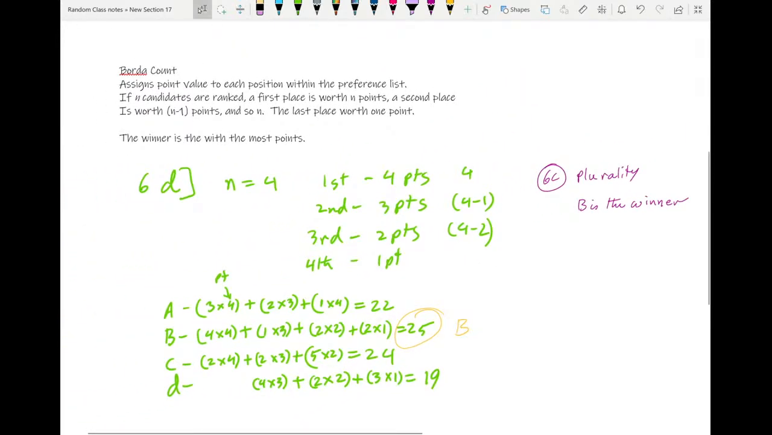Let me explain to you. The next part is the Hare system. Any questions yet? Here is the little bit tricky one.